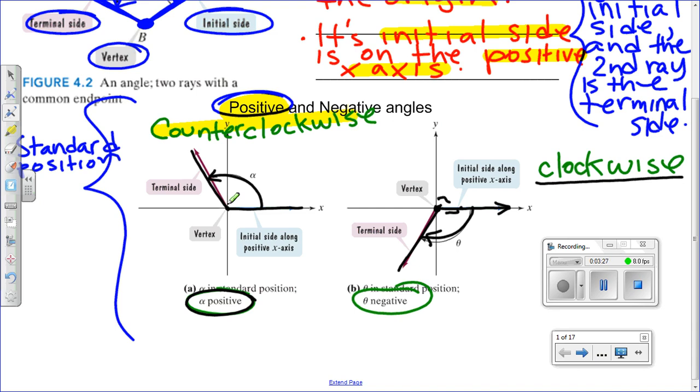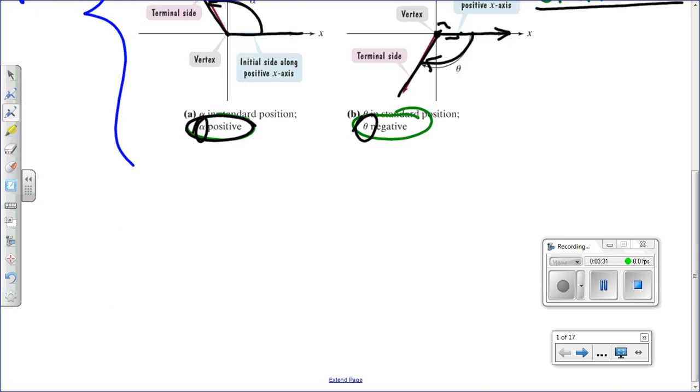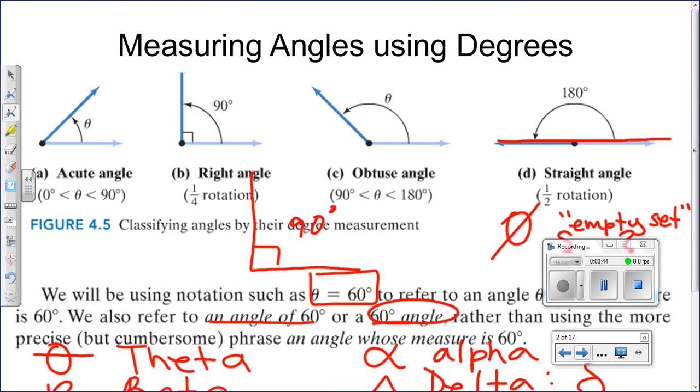And what are these little tiny letters here? Do you guys know their names? Theta and alpha. Very good. Alpha. Okay. So next slide.